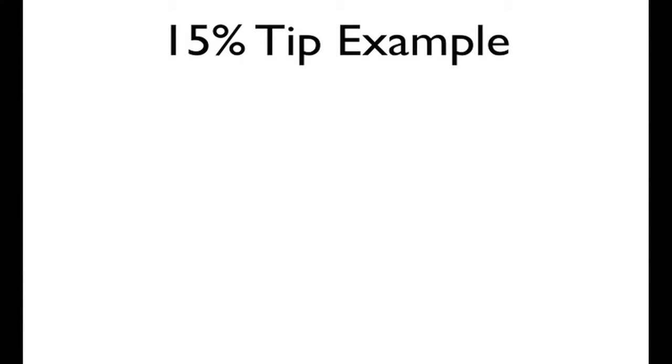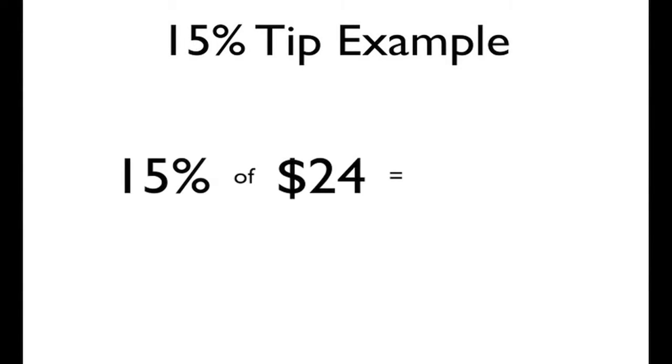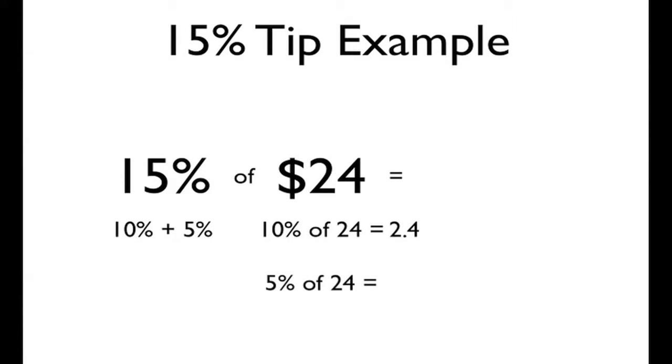15% tip example. Tip usually seems to be about 15%, at least in the part where I live. And a lot of people use calculator apps. Well, you won't have to after this. 15% is just 10% plus 5%, and we already know how to solve those. So 10% of 24. Well, take the decimal place, move it over one, gives us 2.4. And 5% is just half of 10%, so we divide it by 2 to get 1.2.